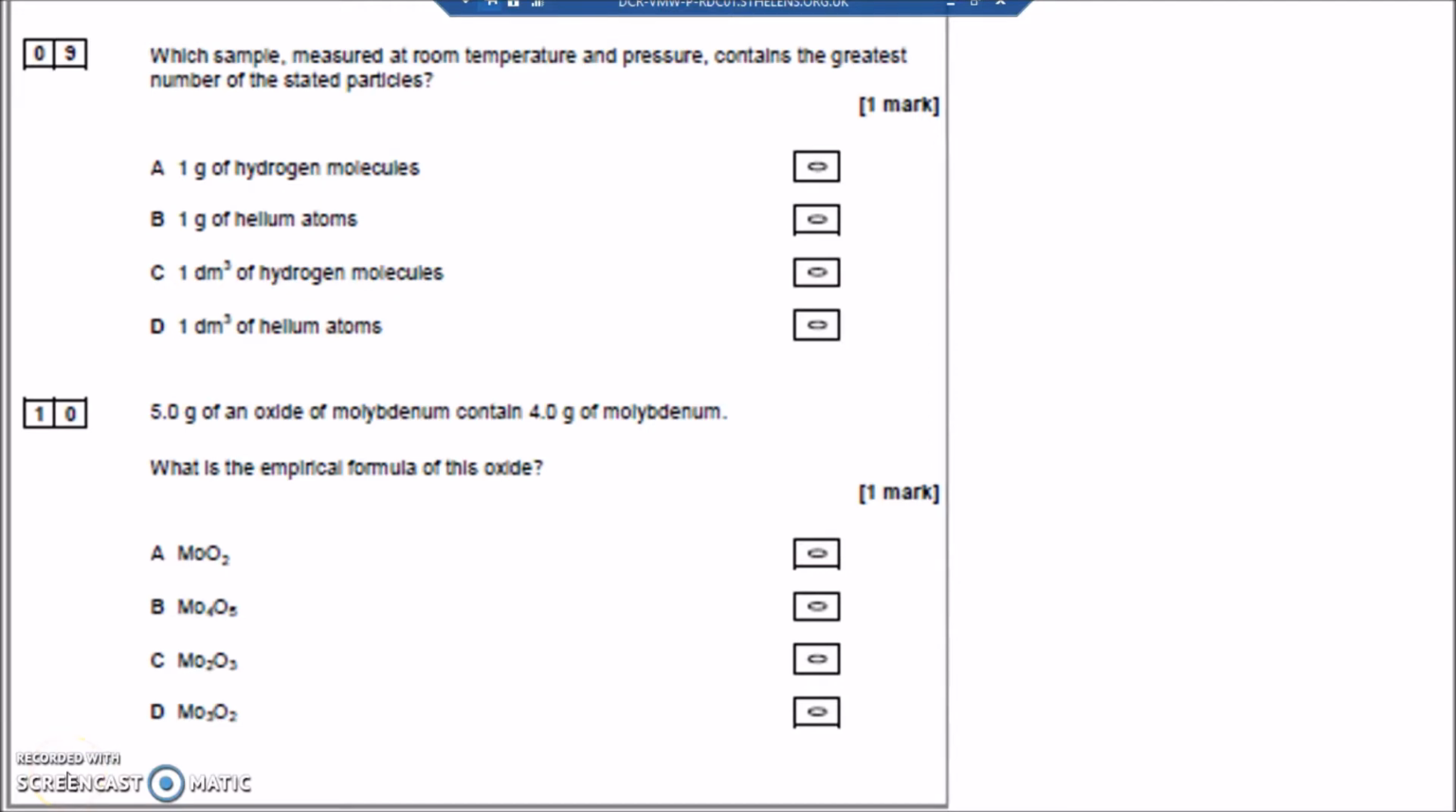Question 9. Which sample measured at room temperature and pressure contains the greatest number of particles? Well, the number of particles in a mole is 6.022 times 10 to the power 23, Avogadro's constant. So if I work out the number of moles, and every mole has the same number of particles, we can change the question around by saying, therefore, whichever one has the greatest number of moles will have the greatest number of particles. So let's work out the number of moles.